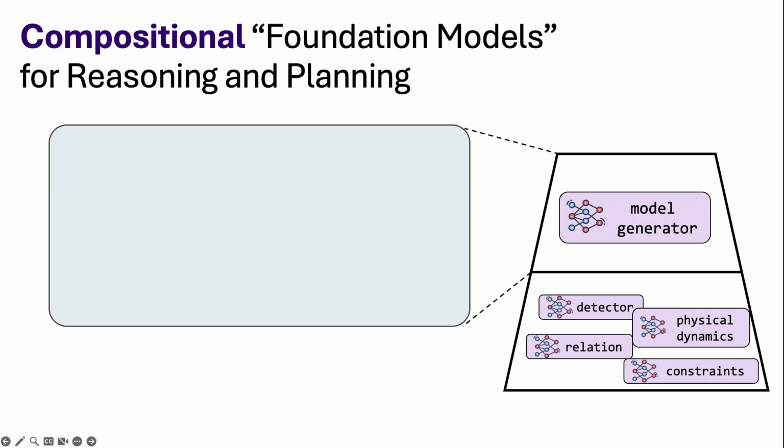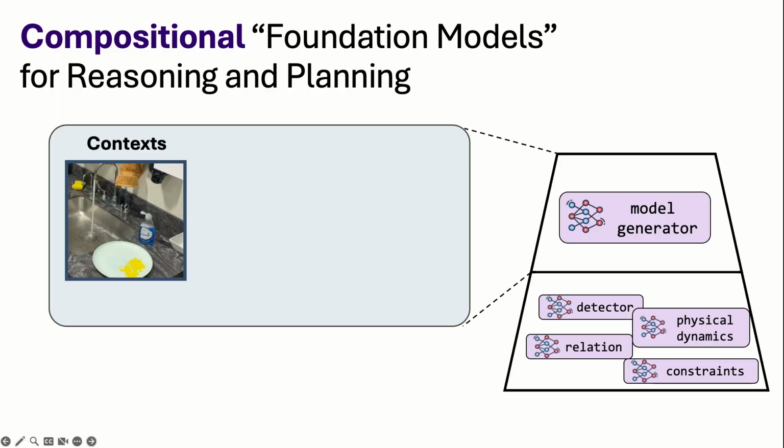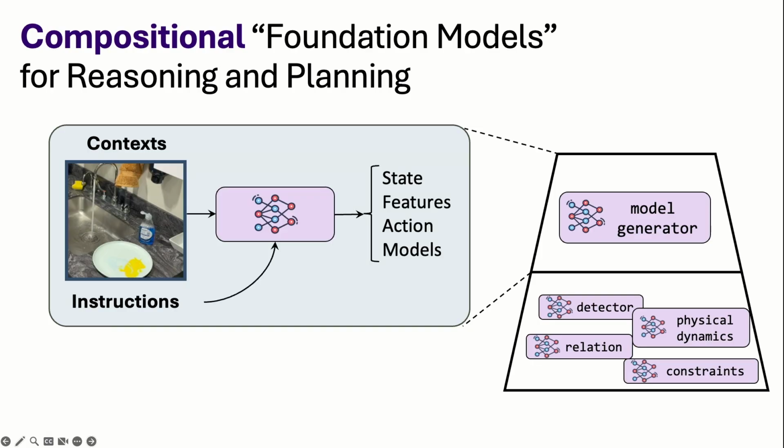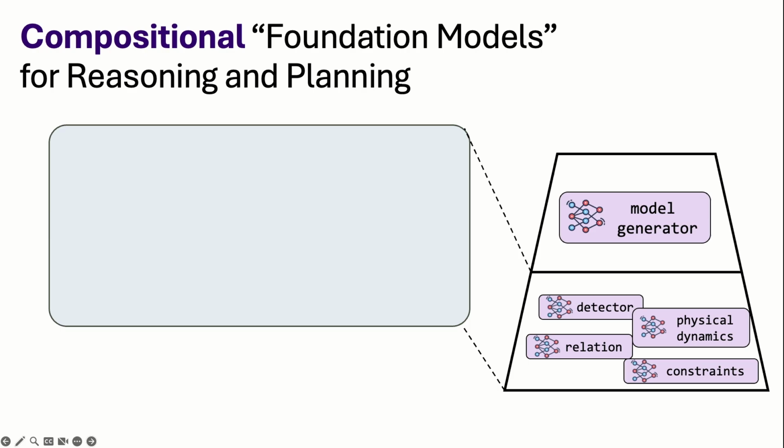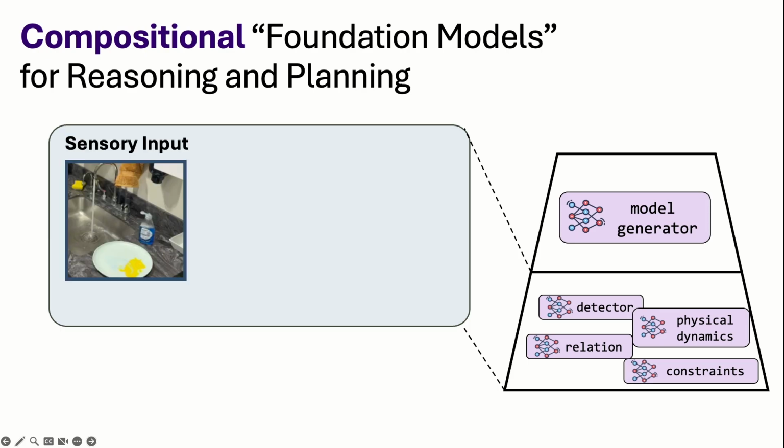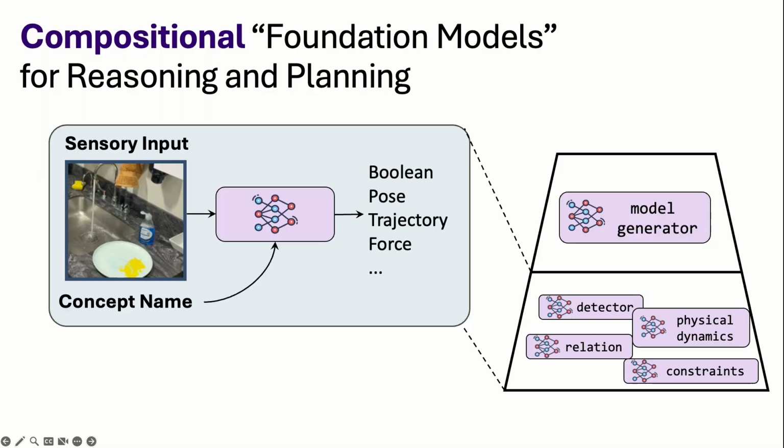What I mean by that is we need some models that can take as input the context, such as what kinds of objects are in the environment, and maybe some human instructions, to help you identify what the important state features are and what the important actions you should think about in this particular environment. And then we also want general purpose detectors, relationship recognizers, or physical dynamics models that take various kinds of sensory inputs and different concepts you want to recognize or find values for, and then output different kinds of things like a Boolean value for recognition problems, and poses, trajectories, and forces for different action purposes.